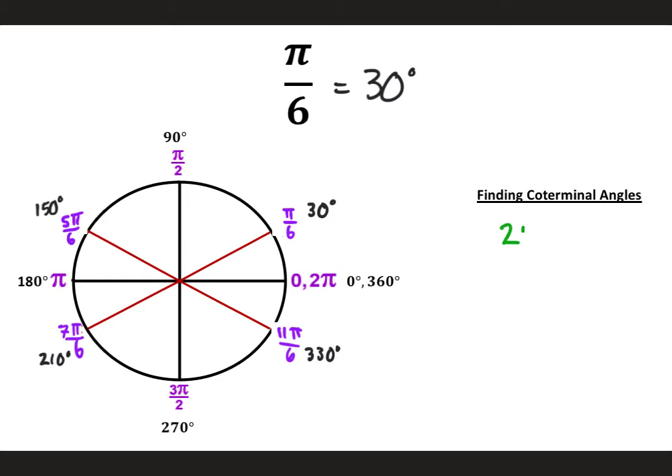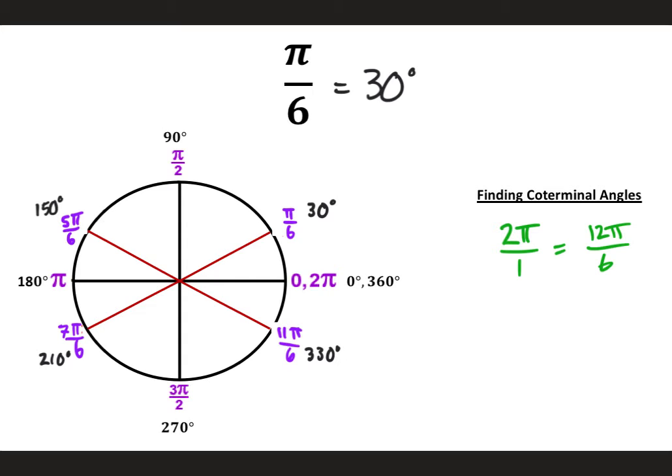So 2 pi, remember, 2 pi over 1. If we want to find something coterminal, we would multiply the top and bottom by 6 to make that denominator 6 now. So times 6 on bottom would be 6, times 6 on top would be 12 pi over 6. We're going to add and subtract chunks of 12 to the numerator. So let's make up another one.